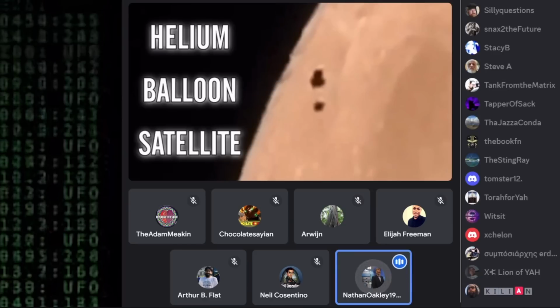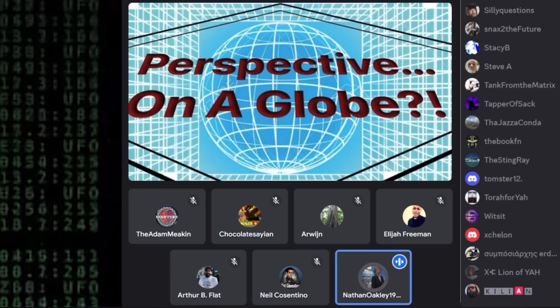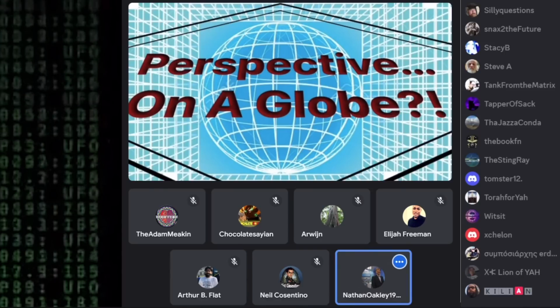Okay, so what's happening? I'm just trying to figure out what's happening differently on this step of the process between the flat and the globe. They both have a sextant. They're both looking at the horizon. What's the difference in them?